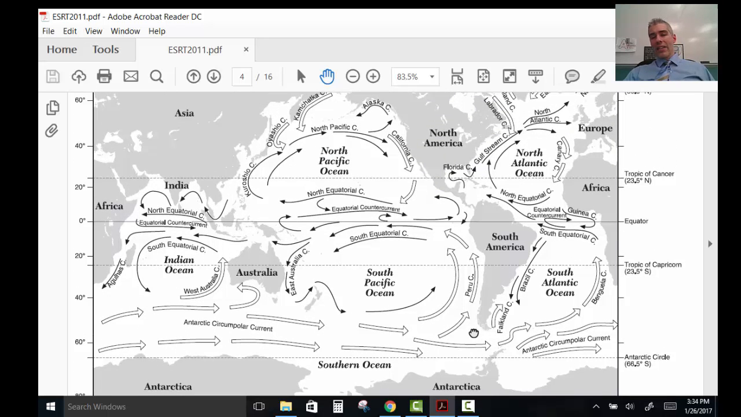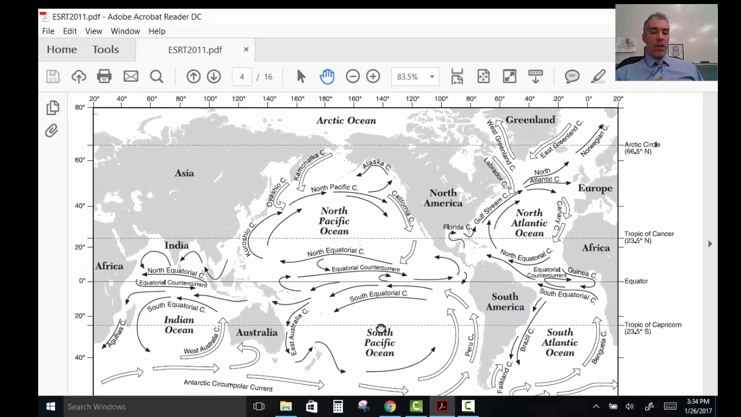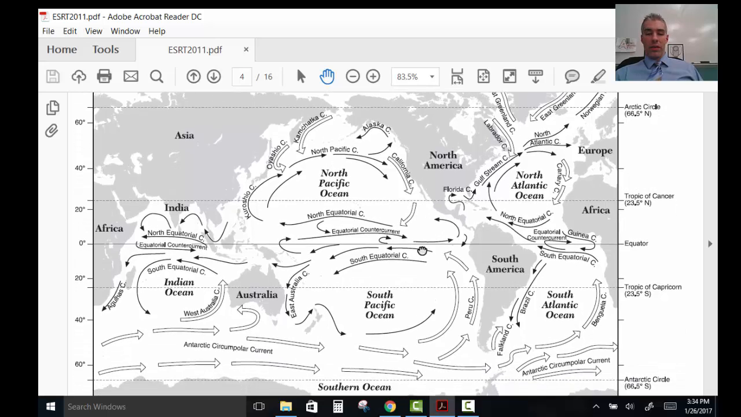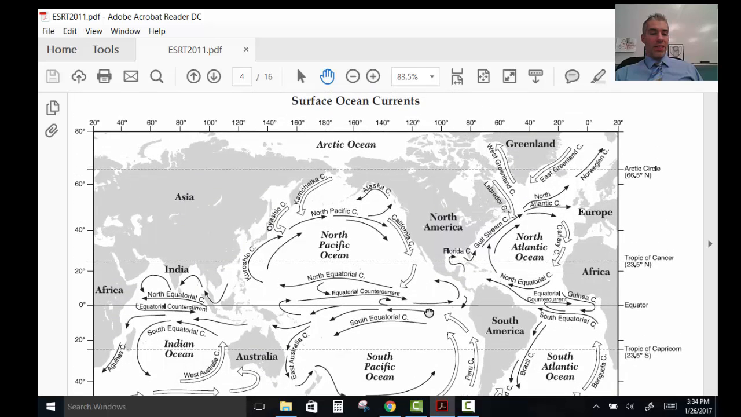So what they like to ask you in the Regents exam is maybe they'll give you a specific set of latitude and longitude coordinates, and you have to find the specific current that's associated with those coordinates. So, for example, if I said at about 40 degrees north and 125 degrees west, what current type is affecting the west coast of California?